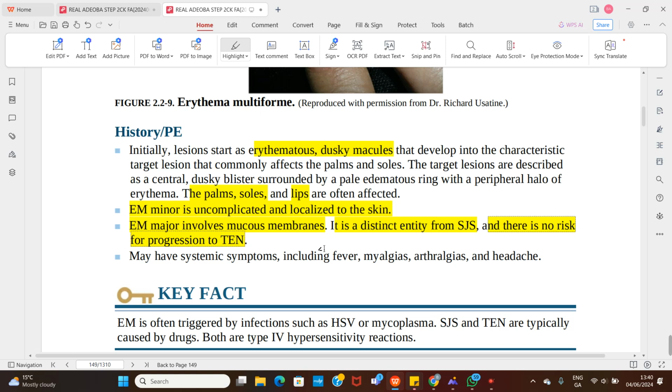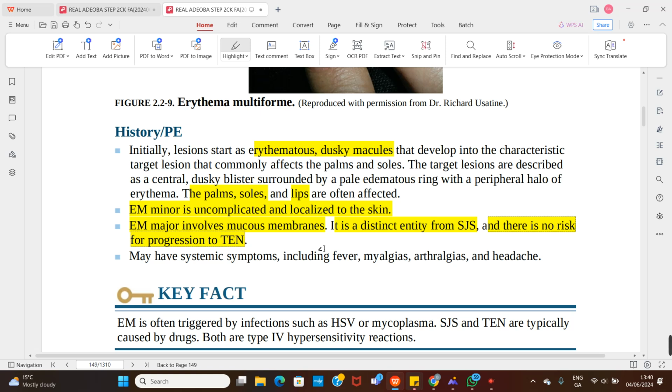That's number one. Most of the time, the trigger for Stevens-Johnson syndrome or TEN is going to be the use of drugs. It's very rare for drugs to trigger erythema multiforme. Most times, it is from infection like herpes simplex or from Mycoplasma pneumoniae.